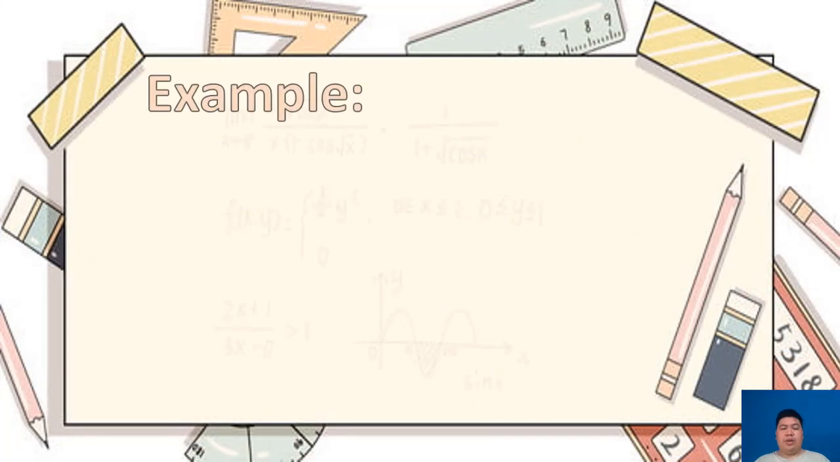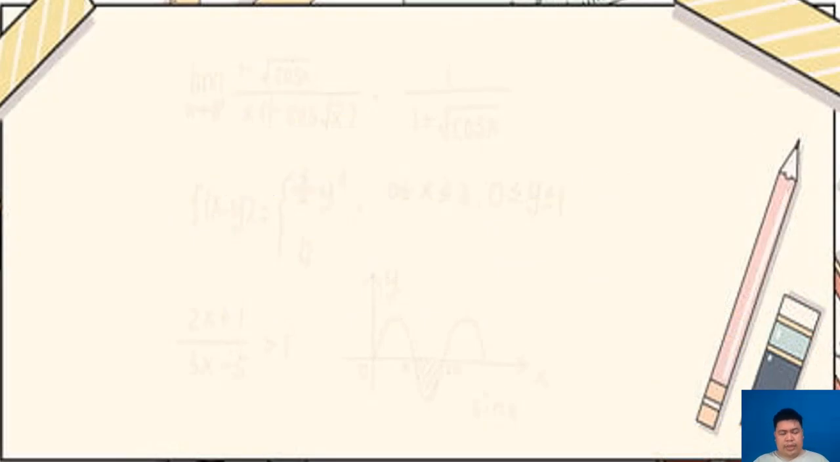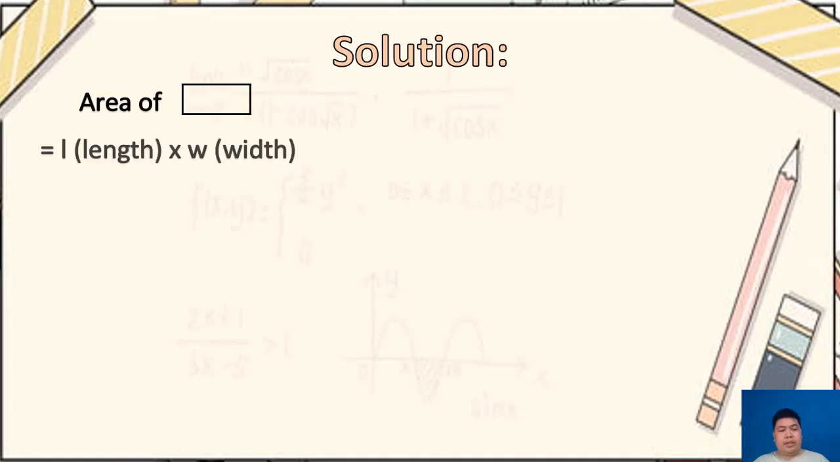Next, for our last example, we have the problem. A garden has a total area of 32 feet squared. Its length is 4 feet longer than its width. Find the measure of the length and the width. Then here is our last solution. The area of the rectangle is length times width. Let x be the width, then x plus 4 will be the length.